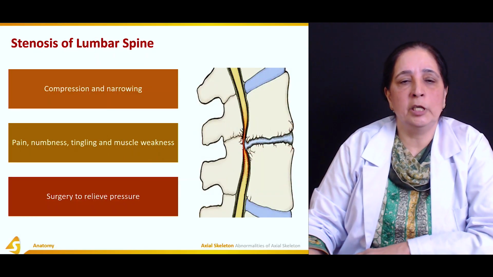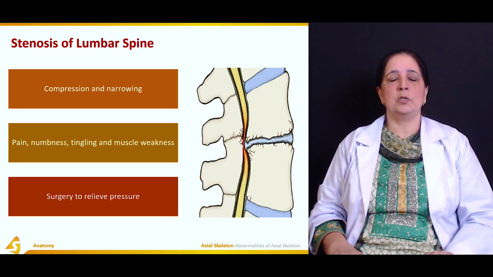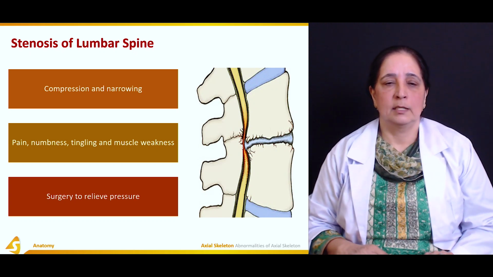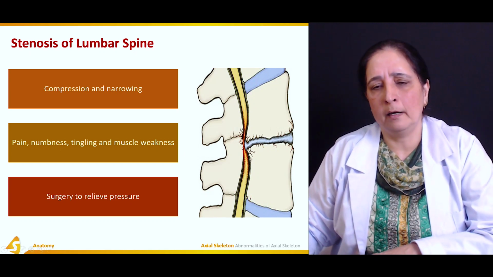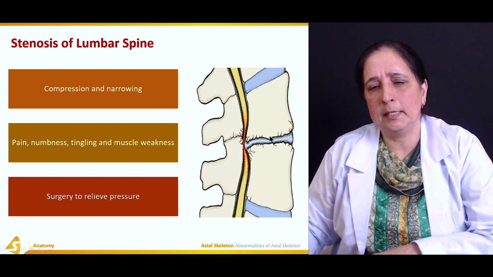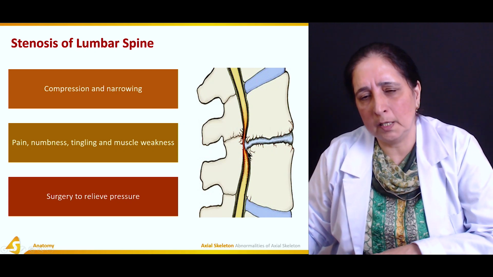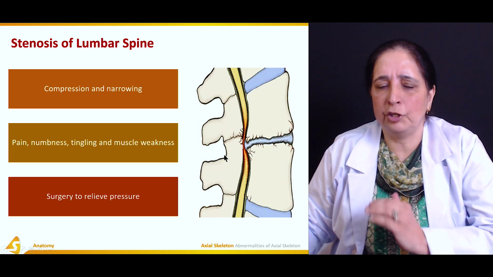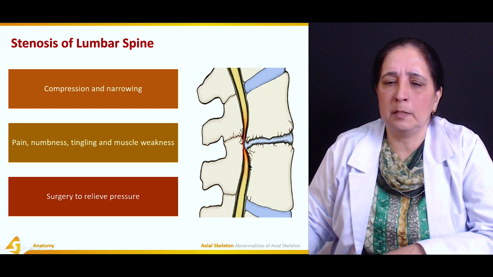So first, the stenosis of the lumbar spine. What does stenosis mean? It's the narrowing or compression. As you see in this diagram here, when the narrowing or compression of the lumbar spine takes place, the spinal cord, which is passing through the spinal canal or cavity, is under pressure.